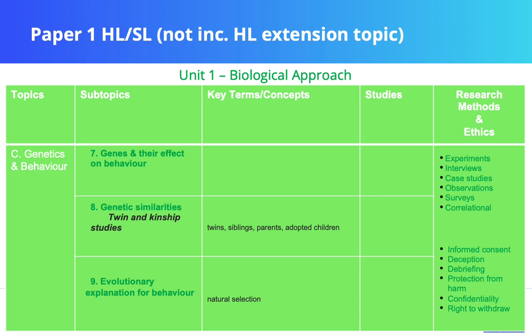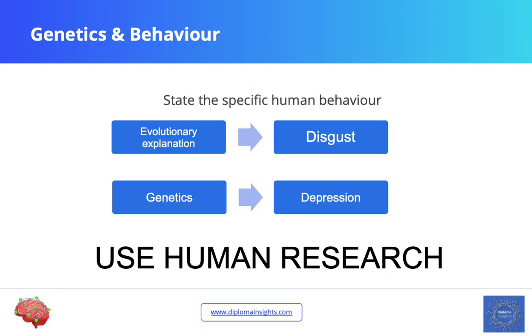When we research genetics and behaviour, which are the most important ethical considerations and why? And it's important to make sure that we explicitly state the human behaviour that we are addressing in our responses. Making sure you can identify the specific human behaviour in your responses is really important, and using human research will help make sure that you're able to do this.